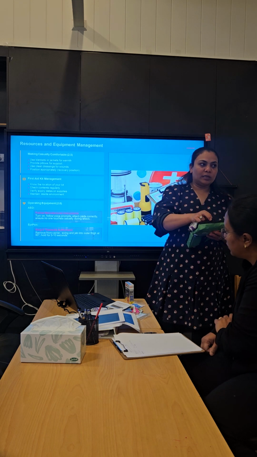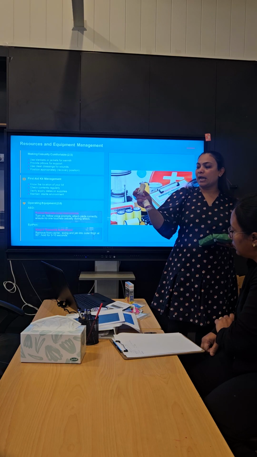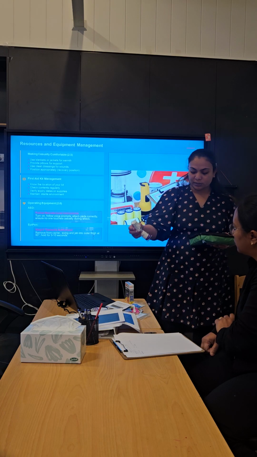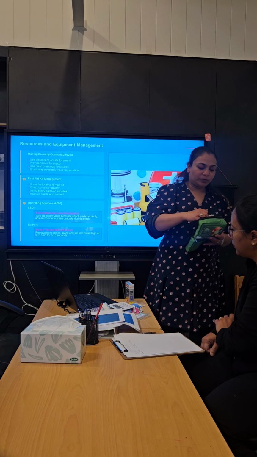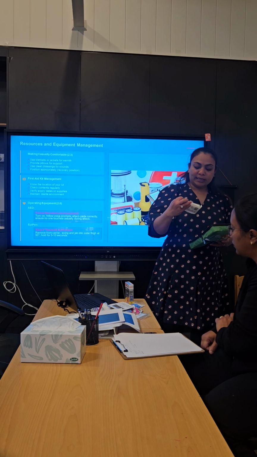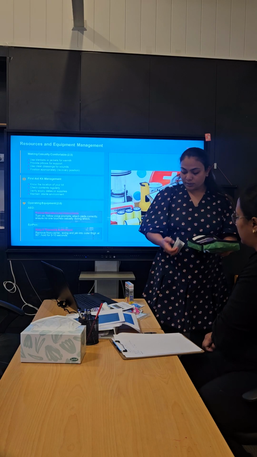So there are a few things. You need to make sure that whatever stuff is in your first aid kit has an expiry date on it. So you need to check regularly to make sure your first aid kit supplies are not expired, just in case of emergency, so they're ready for use.